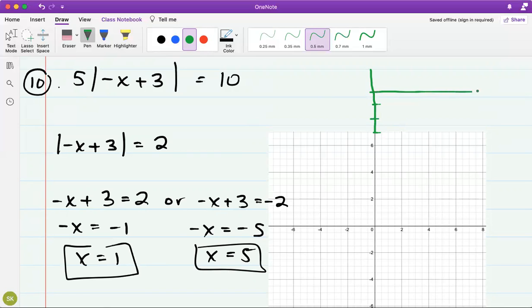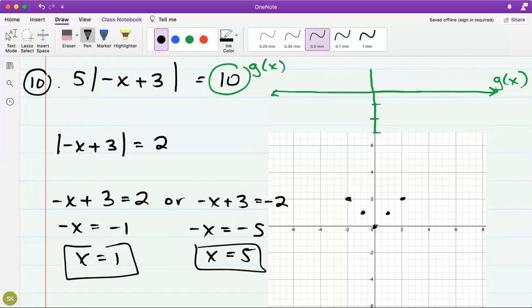So we're going to just draw like that. So this is g of x. Let's think about what we have to do to get this. We would have to take the absolute value function. Just going to sketch it here. We would have to move it to the left 3. So it looks something like this.